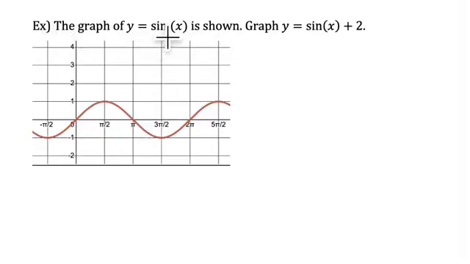So here the graph of y equals sine of x is shown. Now we're going to graph y equals sine of x plus 2. So everything shifts up 2. We could start over here with this point. The new point will be 1, 2, up 2 from there. Up 2, up 2, and so on.